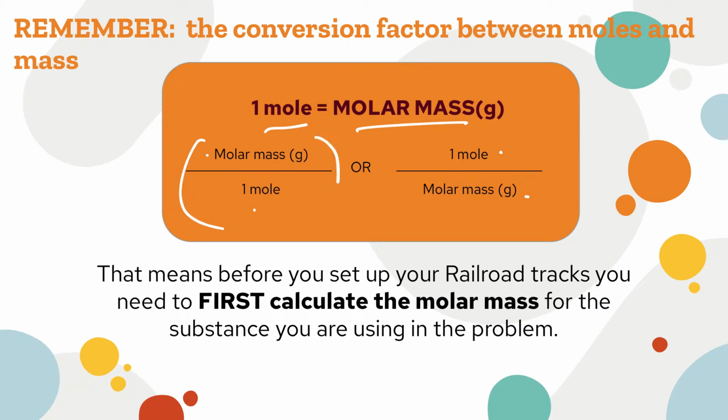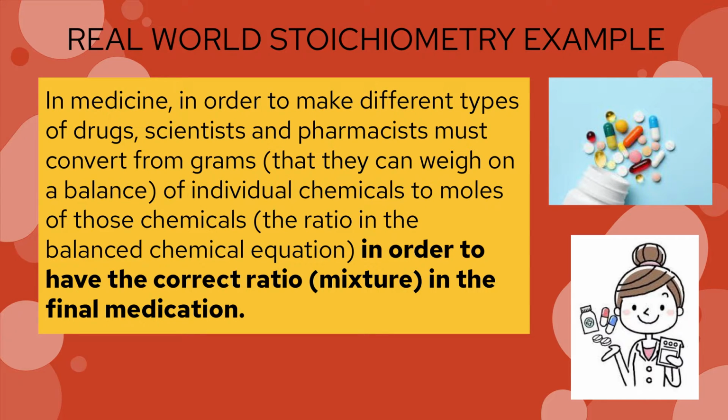Last lesson, we used this one. Today, we're going to be using that conversion factor. So before you set up your railroad tracks, you need to calculate the molar mass for the substance you are using in the problem. So here's a real-world stoichiometry example.